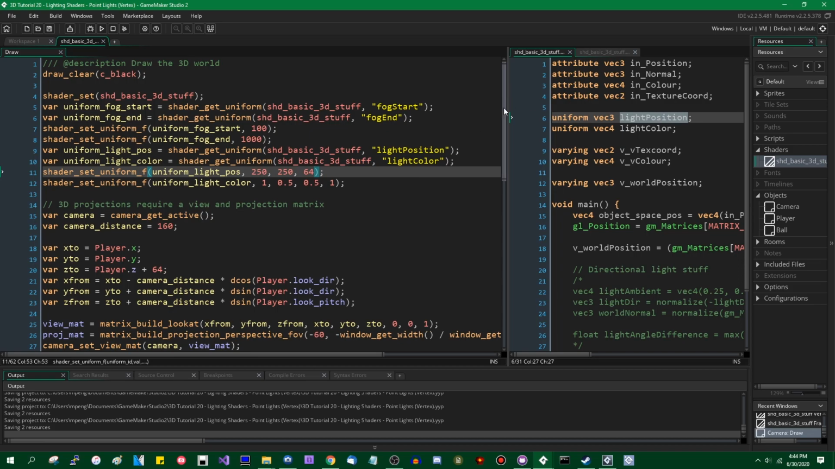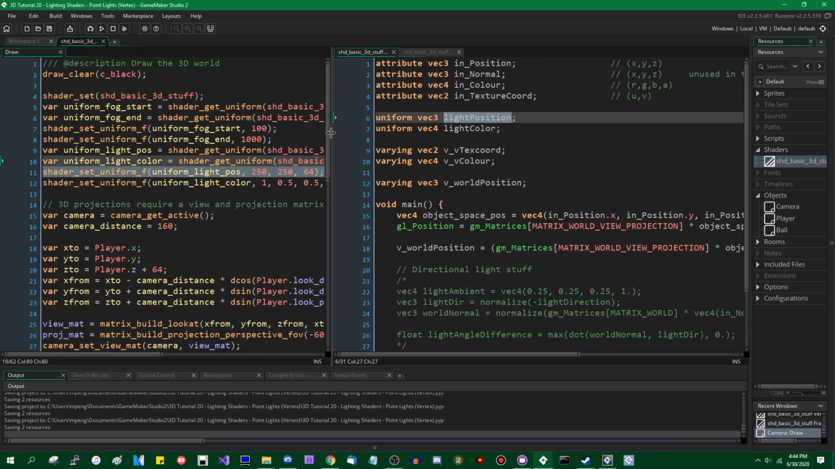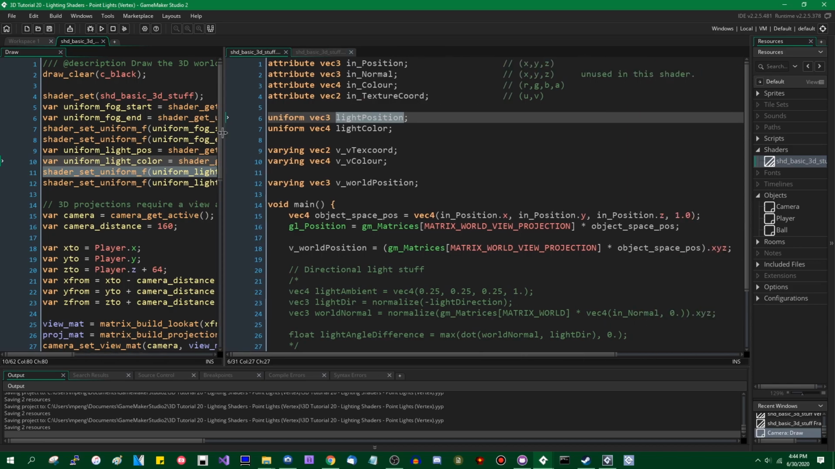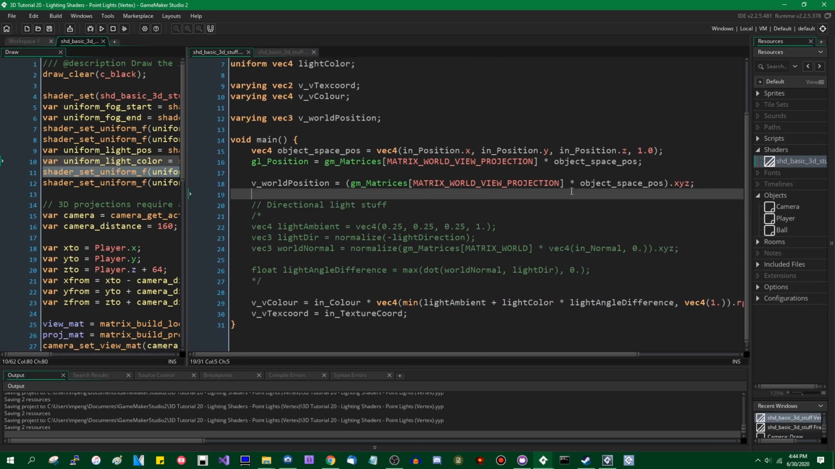As opposed to a vector, which is what the directional light direction was, this is the position in the room, which is what I started doing when I was talking about directional lights, and then had to awkwardly go back and fix that, because that made things not behave the way I wanted them to. That's neither here nor there.